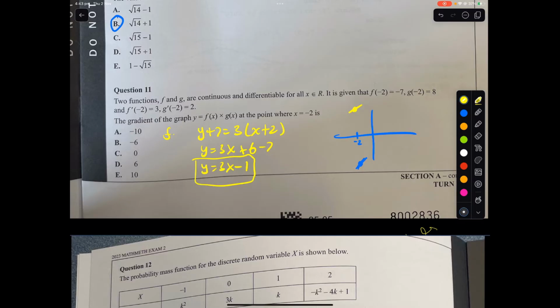Same thing. So y minus 8 is equal to 2x plus 2, y equals 2x plus 4 plus 8, y is therefore 2x plus 12. So we have these 2 equations, and let's multiply them together and find the gradient of that.